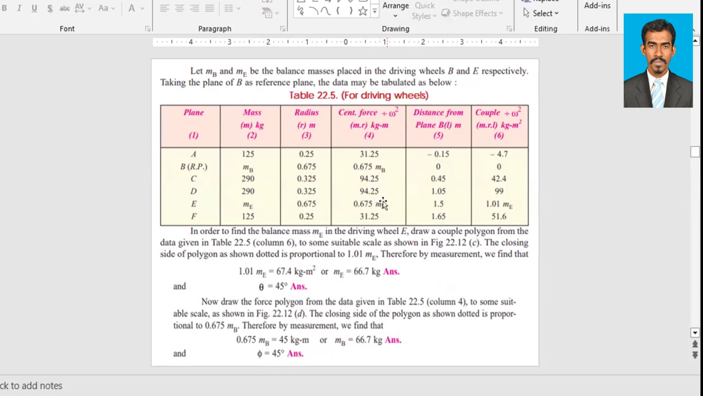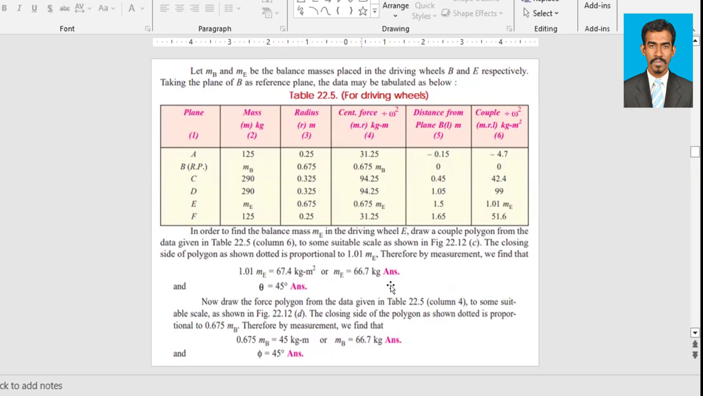Right? So if you consider the force polygon, this value is known, this is known, this is known, this is known, this is known. Only this value is unknown, right? So now we have 5 knowns and 1 unknown. Since we have only one unknown, we can draw the force polygon and find the value, right?